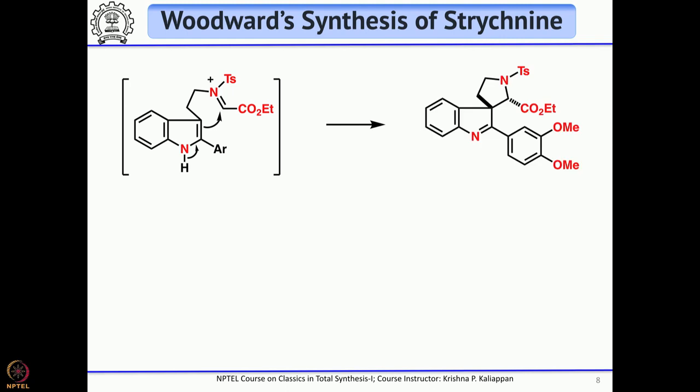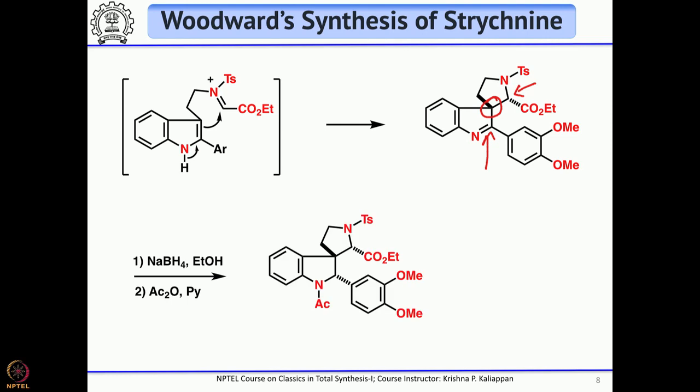So now you can see you have made the spiro system, and he introduced one chiral center, and in the process this became imine. So once it becomes imine, you have to reduce the imine, isn't it? The imine was reduced to the corresponding amine by sodium borohydride, and that resultant NH, the indole NH, was acetylated to get the corresponding N-acetyl group. So now you can see there are three chiral centers, 1, 2, 3, fixed using this reaction. All are relative and they are not absolute.